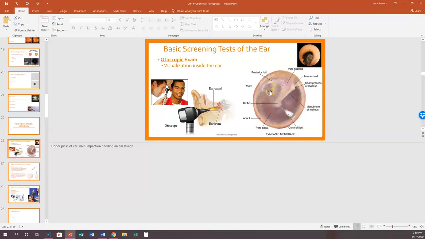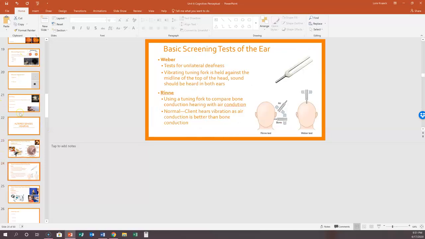And if somebody's had a lot of ear infections, like I've been told, my ears look like they have lightning bolts inside here, and you can't see a clear cone of light, just there's so much scar tissue. Here is a cerumen impaction. That's where there's too much wax in the ear, and they need what's called an ear lavage to clean it out.